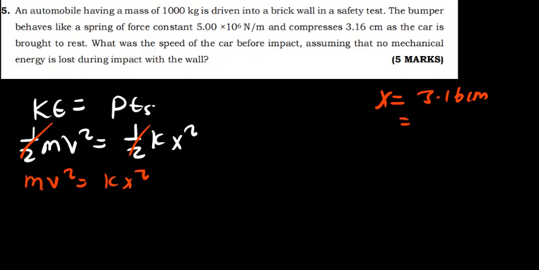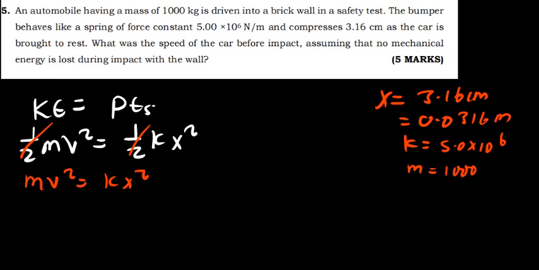So 3.16 divided by 100. That is 0.0316 meters. What else? The K value we have. What is the K value? 5.0 times 10 to the power 6. What else? We have the mass, 1000 kgs. Now, we want the velocity. Divide both sides by m. V squared will be equal to k over m times x squared.